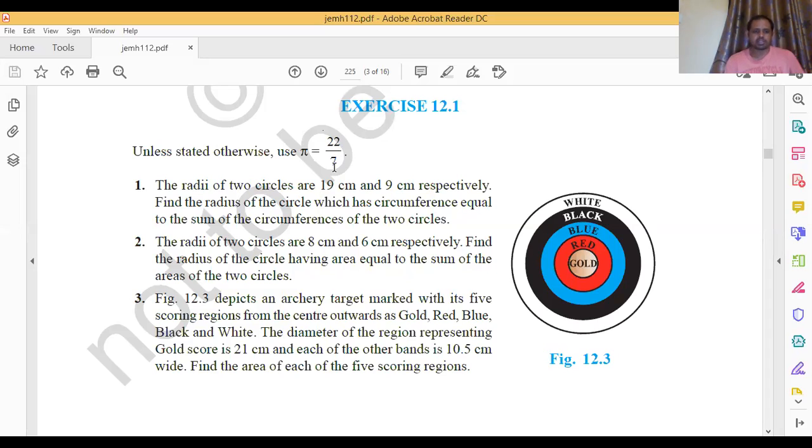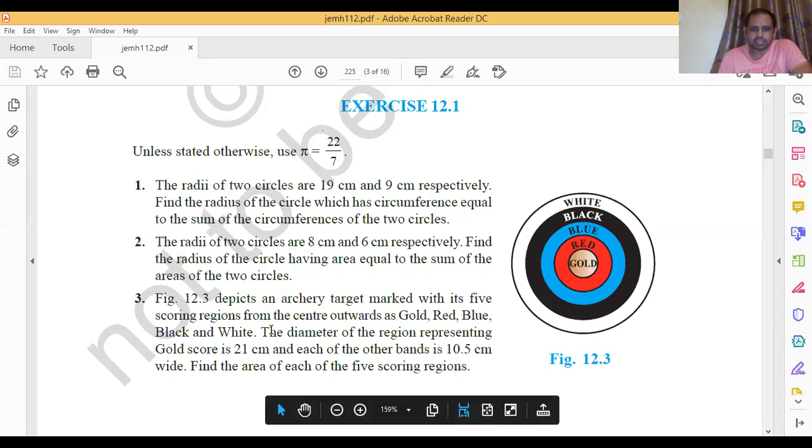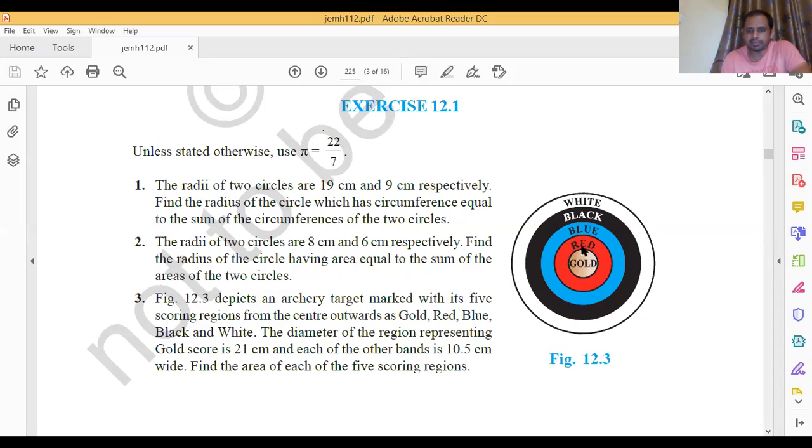Now, moving to the next question, that is question number 3. If you observe this question, you have been given a figure. You have been given an archery target with 5 scoring regions from the center towards the gold, red, blue, black, and white. And the diameter of the region representing the gold, that means the diameter of this inner circle, is 21 centimeter. And after that, the thickness of each portion will be 10.5. Find the area of 5 scoring regions.